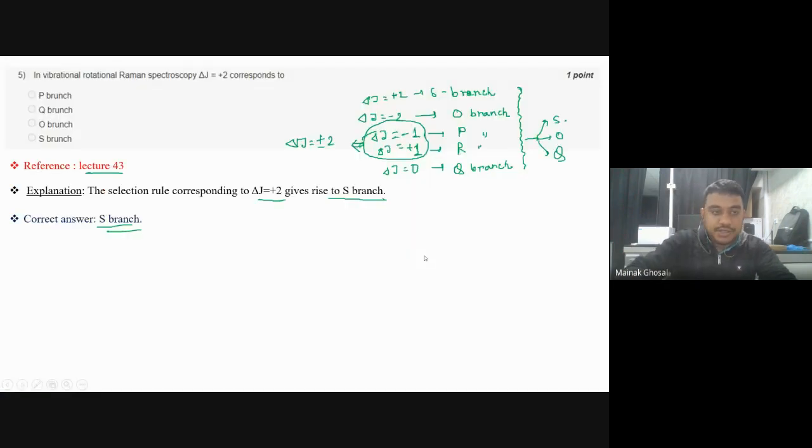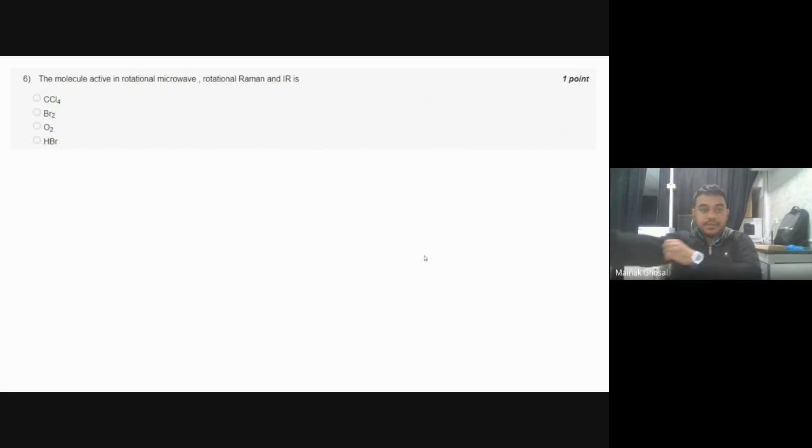So we are done for this question. So I'm moving to the next question. The question is: the molecule active in rotational microwave, rotational Raman and IR is which of the following? So which would be the answer? Which will be active in all these three cases?